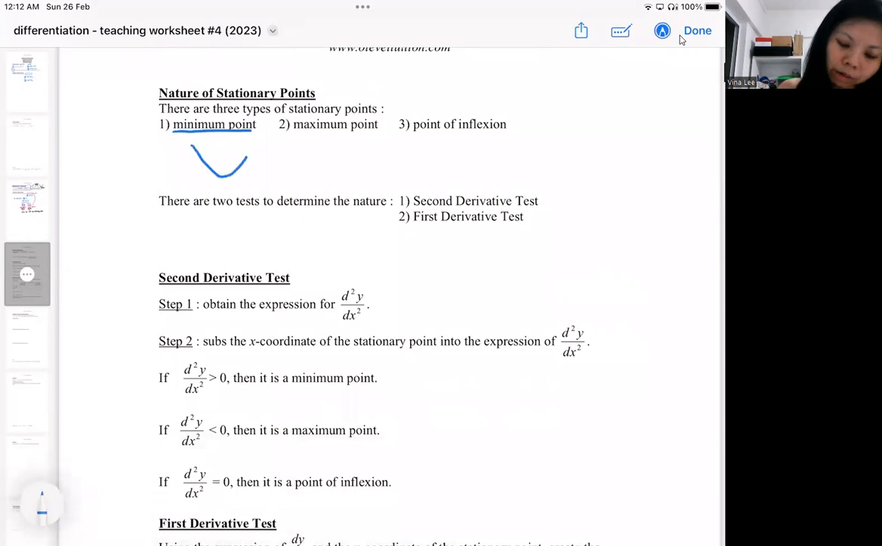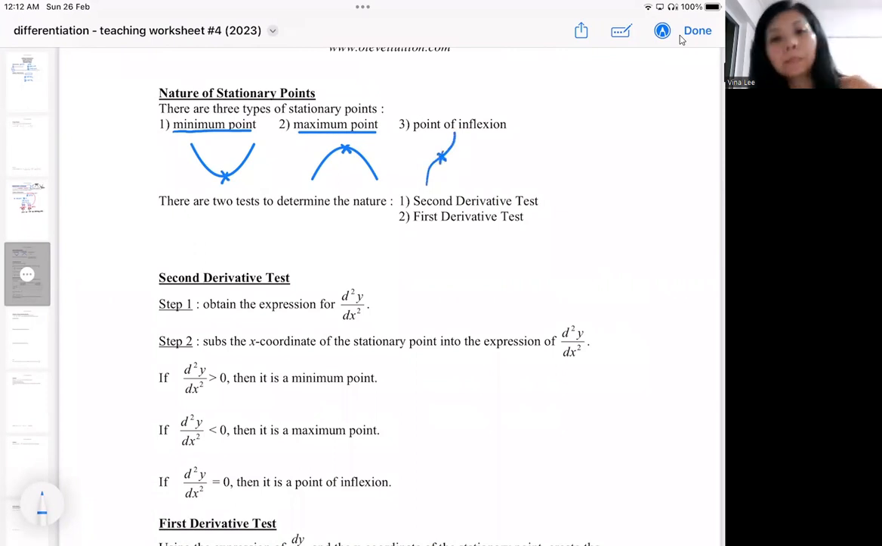The first type is the minimum. That will be a smiley-face graph. The second type is the maximum point, which will come from a sad-face graph. And the special one will be the point of inflection. A point of inflection is something like this. It's the point that is somewhere in between, so it can either go in the up direction or in the down direction. That is called the point of inflection.